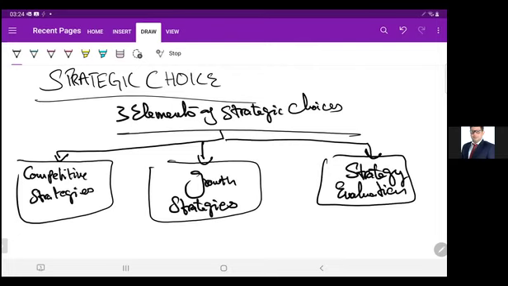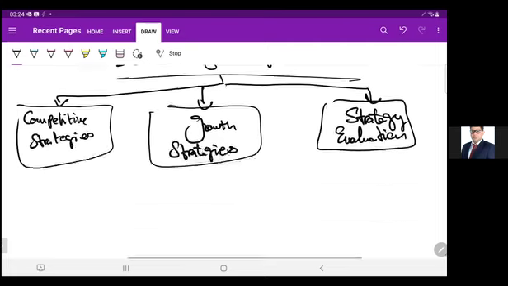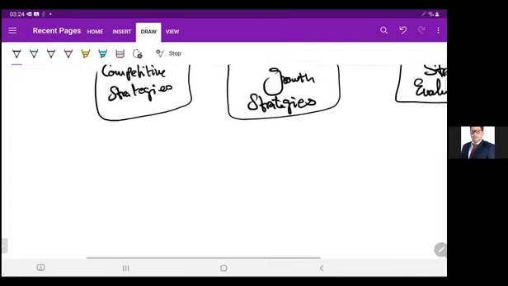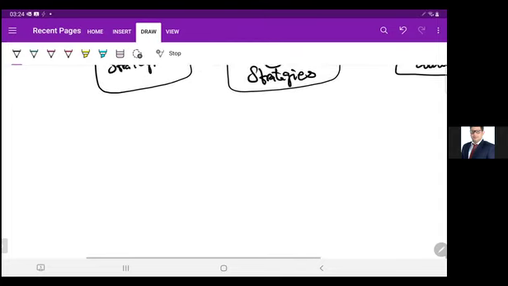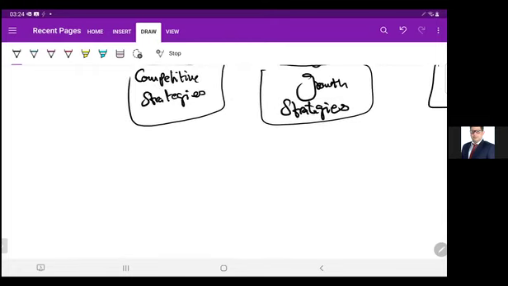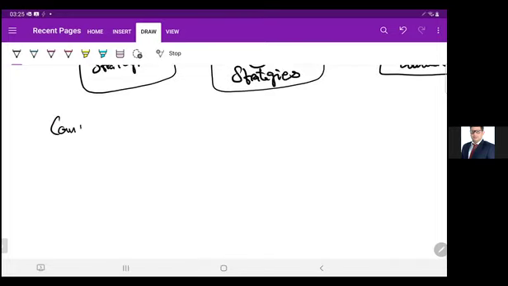So as far as the competitive or growth strategies are concerned, let us look at them. Competitive strategies, right? Competitive strategies are also known as generic strategies. So again, in competitive strategies, Michael Porter identifies three generic strategies through which an organization can achieve competitive advantage, right?